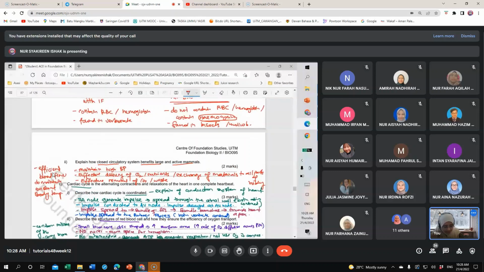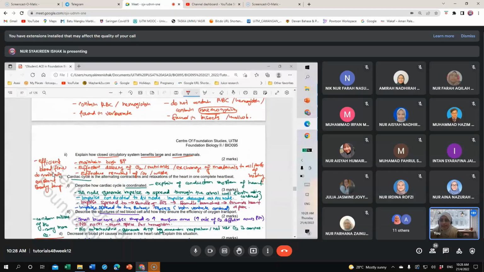Next, number 2. Explain how closed circulatory system benefits large and active mammals. In an open circulatory system, the heart pumps the blood into open-ended blood vessels. This is for the less active and smaller organisms. But larger organisms that have a more complex body plan with more organs need the closed circulatory system. Why? This is to maintain a high blood pressure.